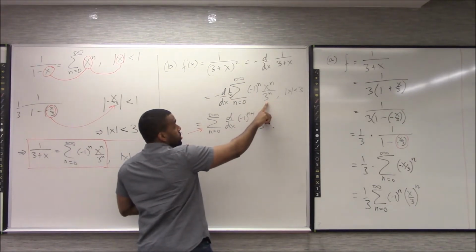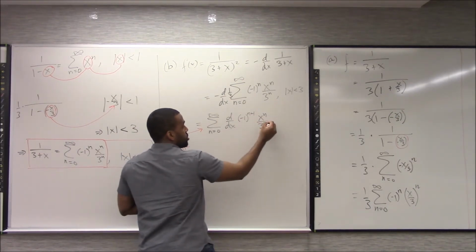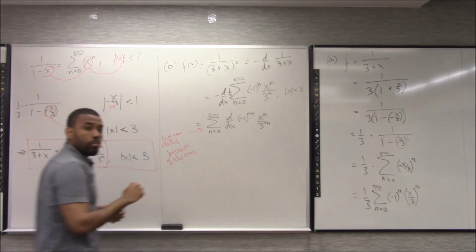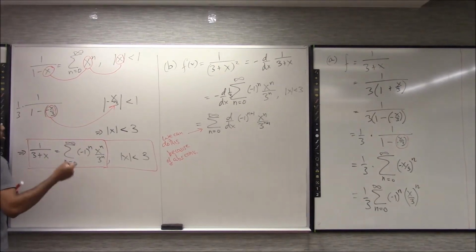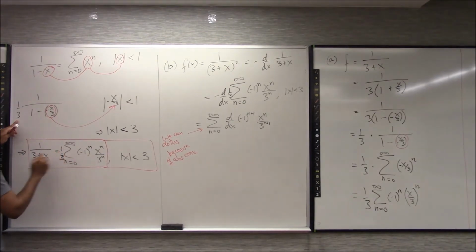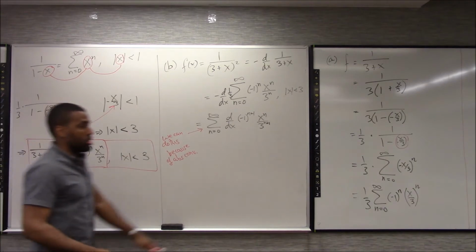So the 3's in the denominator will multiply, and this will be n plus 1. So even over there in the red box, the 1/3, I also forgot. I wrote it here, but I didn't get back to it. Yeah, the 1/3 is a part.